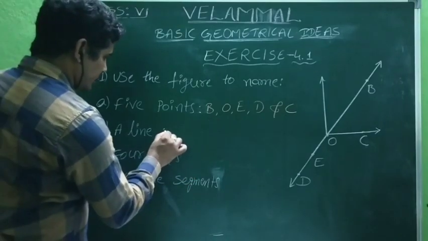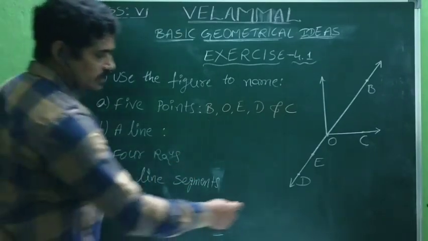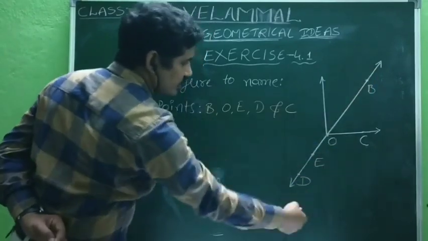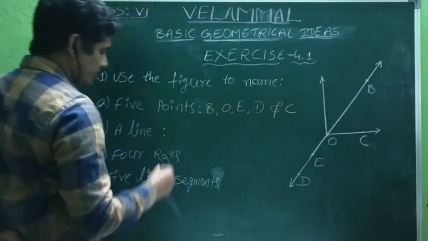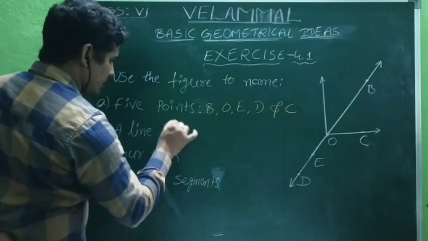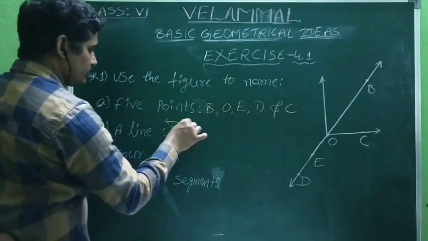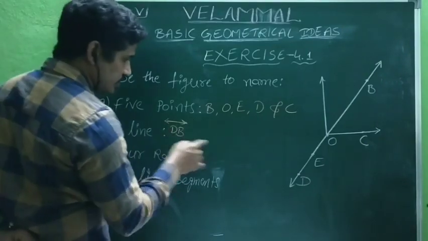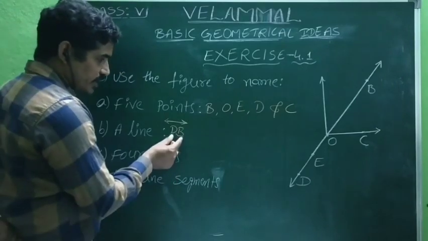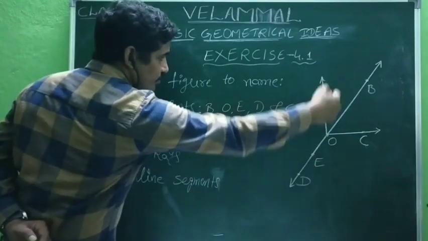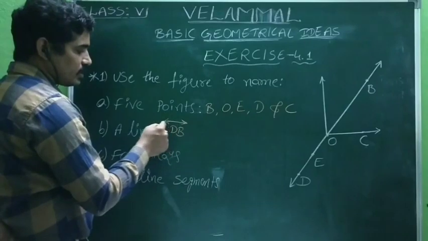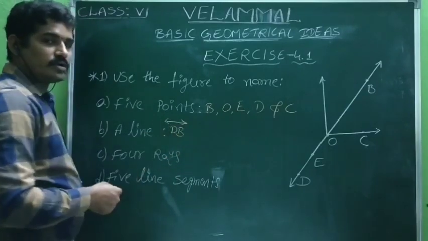And a line we need to write. What is the line? See here, from D to B we can take the line. Okay, here we can say line DB. It is also a correct name. So how will we name the line? By writing the end points or any points on the line and keeping the line symbol on the points.